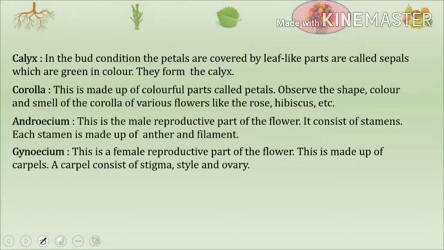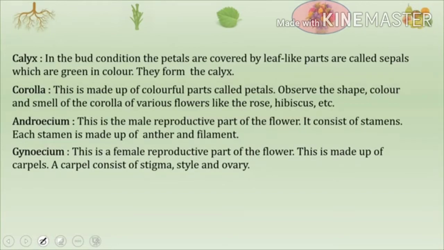Okay. So now the next point is the corolla. This is made up of the colorful parts called petals. Observe the shapes, colors and smell of the corolla of various flowers like the rose, hibiscus, etc.